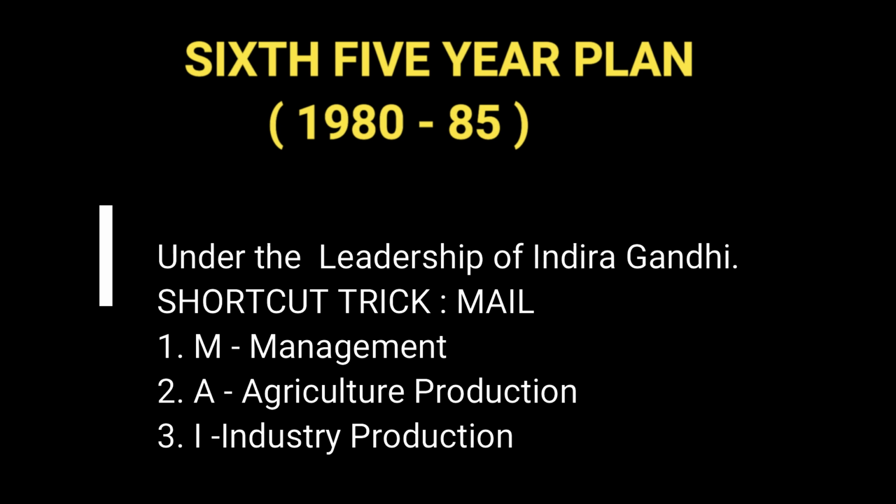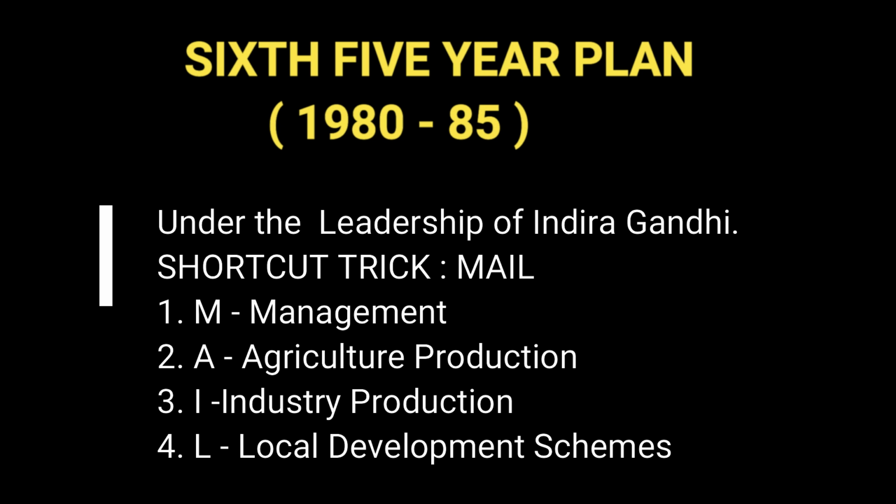Sixth 5-year plan from 1980 to 85 under the leadership of Indira Gandhi. Shortcut trick, mail. First, M for management. Second, A for agriculture production. Third, I for industry production. Fourth, L for local development schemes.